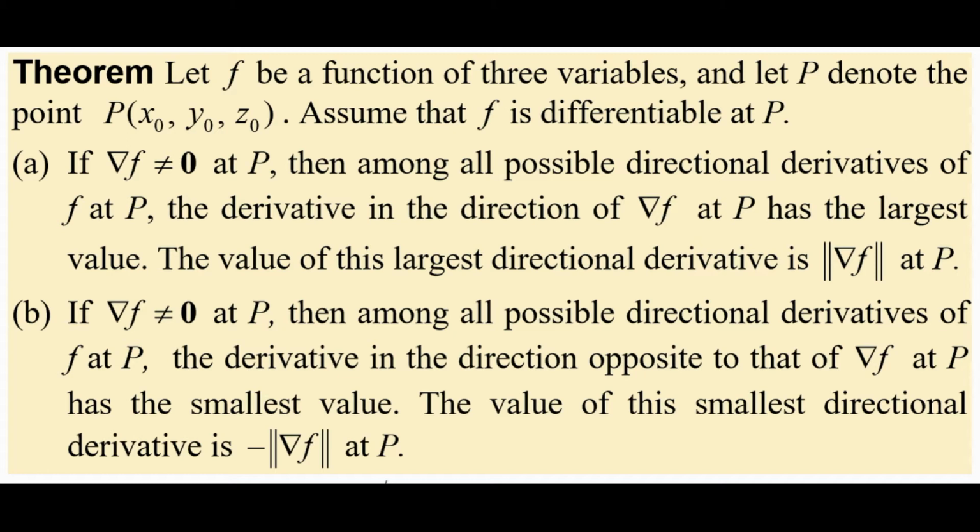If grad f is not a zero vector at the point p, then among all possible directional derivatives of f at p, the derivative in the direction opposite to that of the vector grad f at p has the smallest value. The value of this smallest directional derivative is negative of the magnitude of grad f at p.